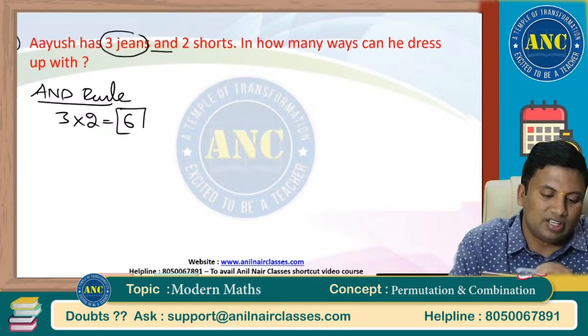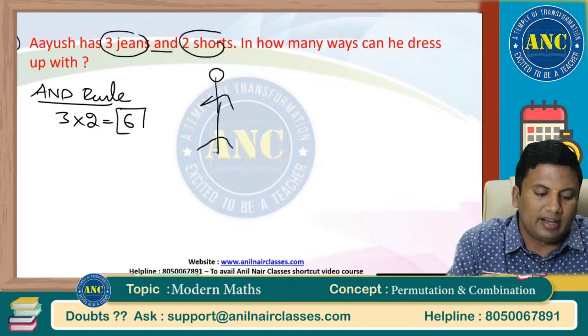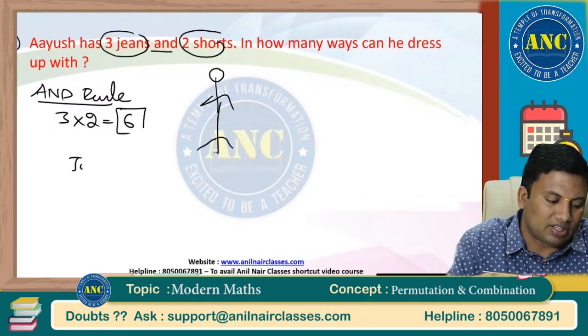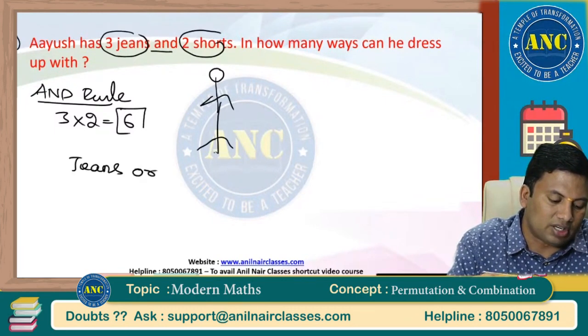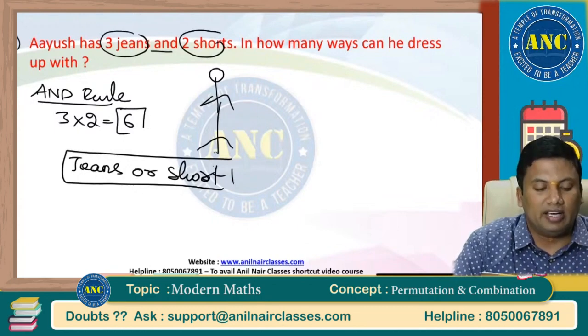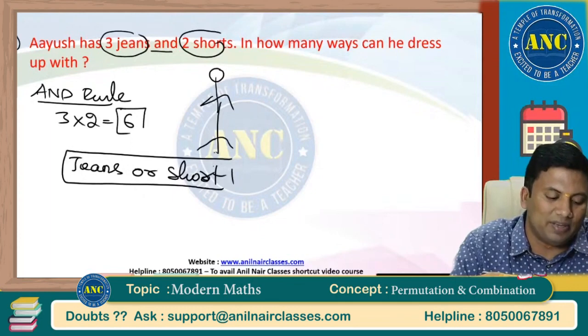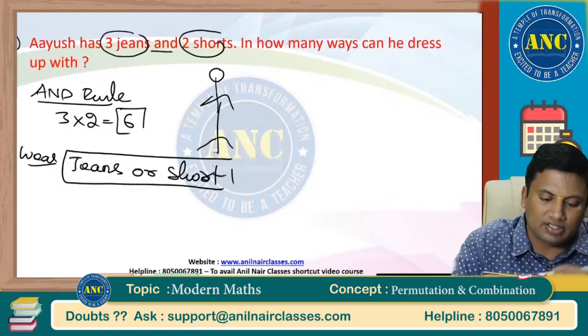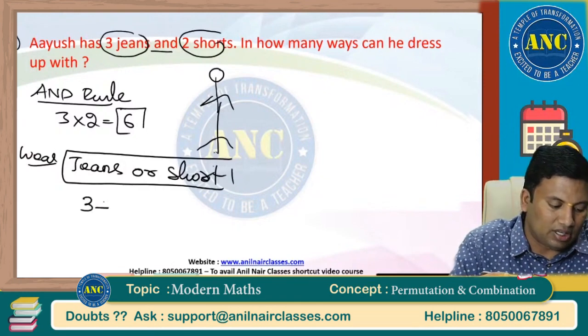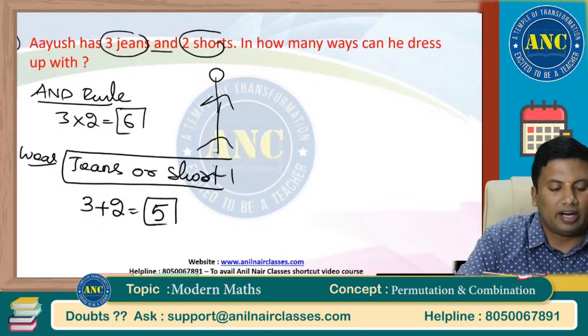Ayush has 3 jeans and 2 shorts. That means either he can wear jeans or he can wear shorts, unlike Pawan Kalyan who will wear one above the other. That only happens in movies. Even though he has 3 jeans and 2 shorts, it does not mean there are 6 ways. He can wear either jeans or shorts. So the answer is 3 plus 2, which is nothing but 5. Students will try to commit this silly mistake.